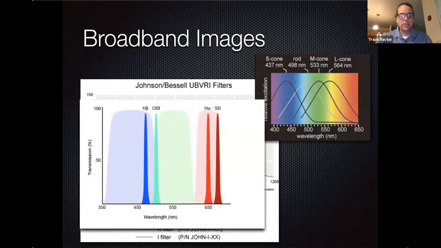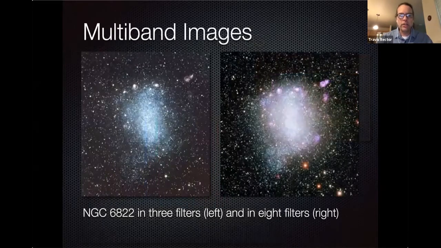In particular, we also use what are called narrowband filters. These are filters designed to see specific colors of light produced by different types of gases. So maybe you've heard of hydrogen alpha or oxygen 3. We often use these filters as well. So we can also make images using more than just 3 filters.